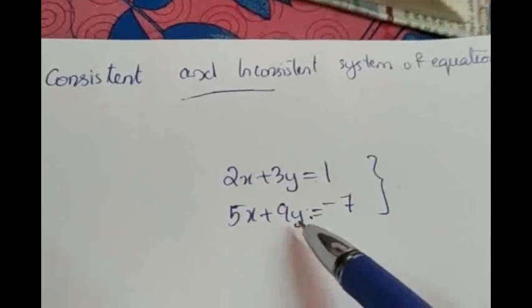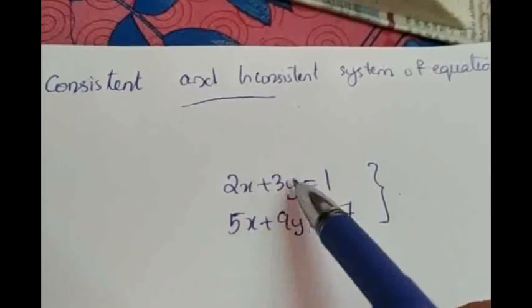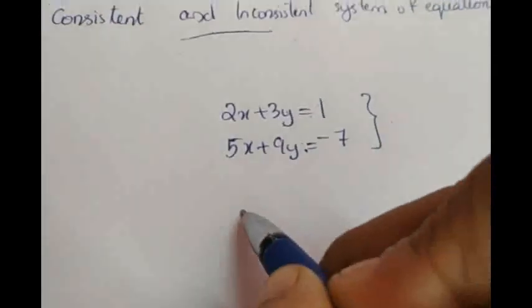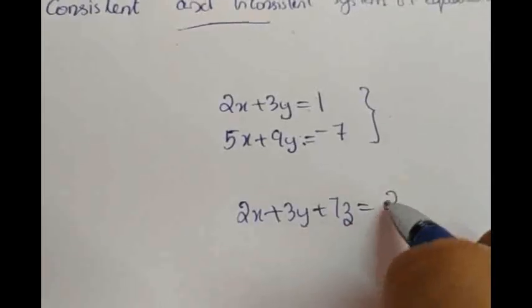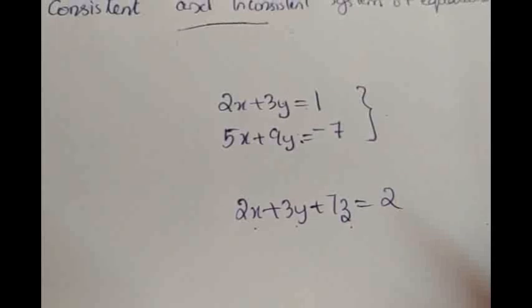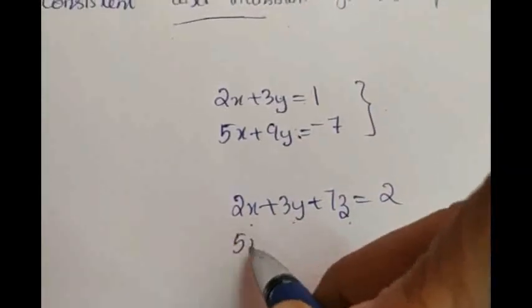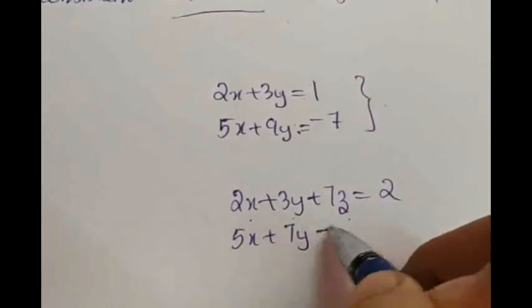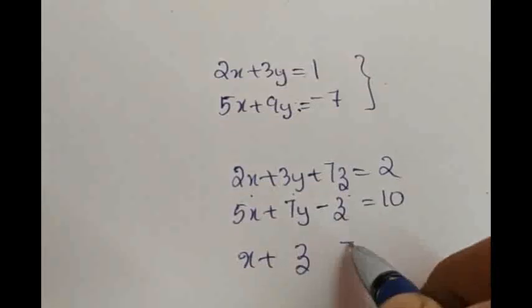Again, we are going to apply the matrix method to find the value of x and y here. If I am taking another equation 2x plus 3y plus 7z is equal to 2, how many variables are there in this equation? 1, 2, 3. So how many equations do we require to complete a system of equations? There must be 3 equations. So I can take the next equation as 5x plus 7y minus z, and the third one as x plus z is equal to 9.